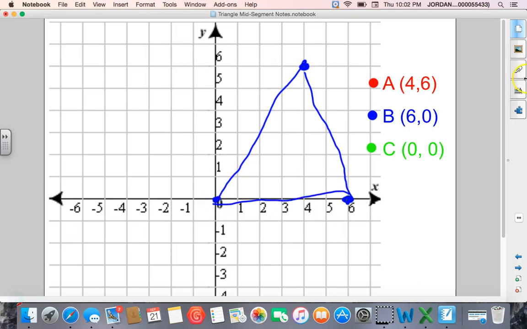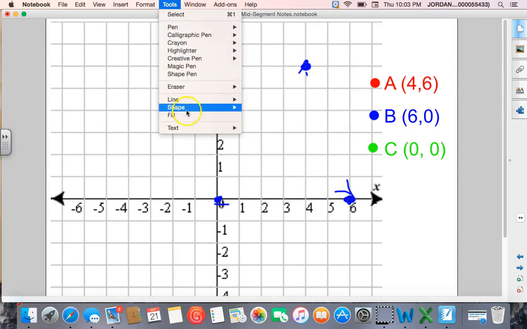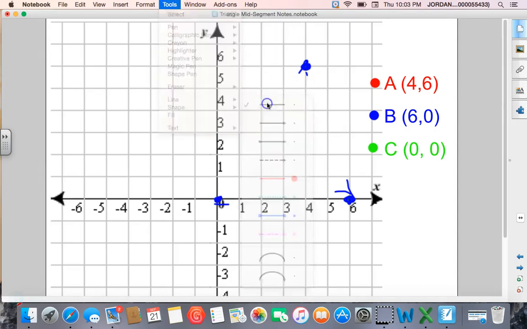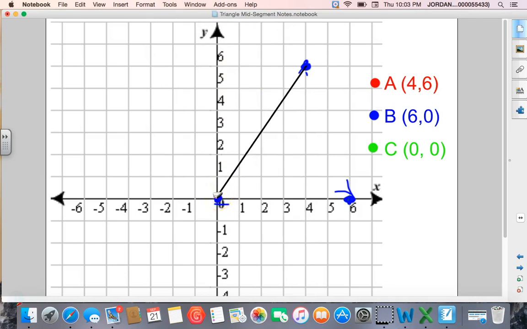Whoa, that's ugly. I got an idea. Let's do this up here. Let's get the line. There we go. How you like me now? Eh? How you like me now? That's what I'm talking about. That's a lot better, isn't it? Okay, so there's my triangle.